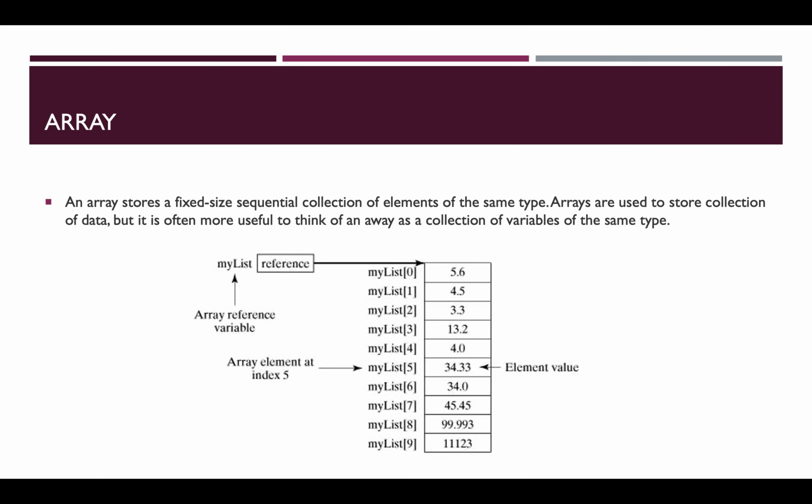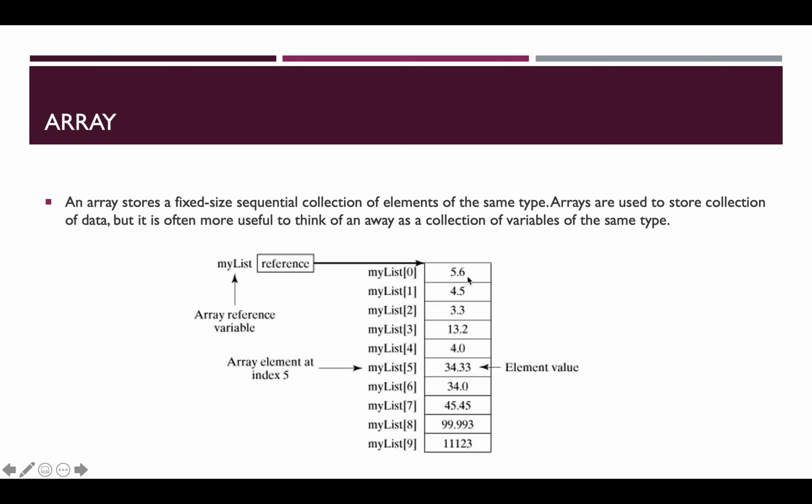Moving on. An array stores a fixed-size sequential collection of elements of the same type. Arrays are used to store a collection of data, but it's often more useful to think of an array as a collection of variables of the same type. I'm not going to show you code because we know what an array is. We saw it in C++, and it's fairly basic. They taught you this in your first CS class.